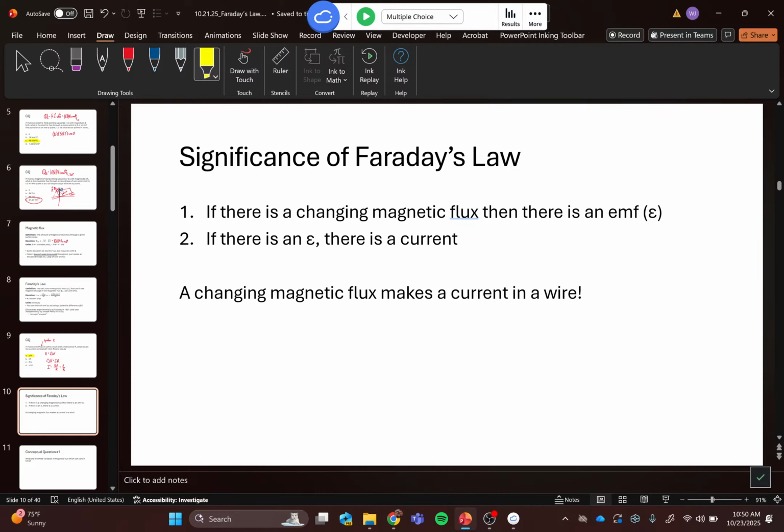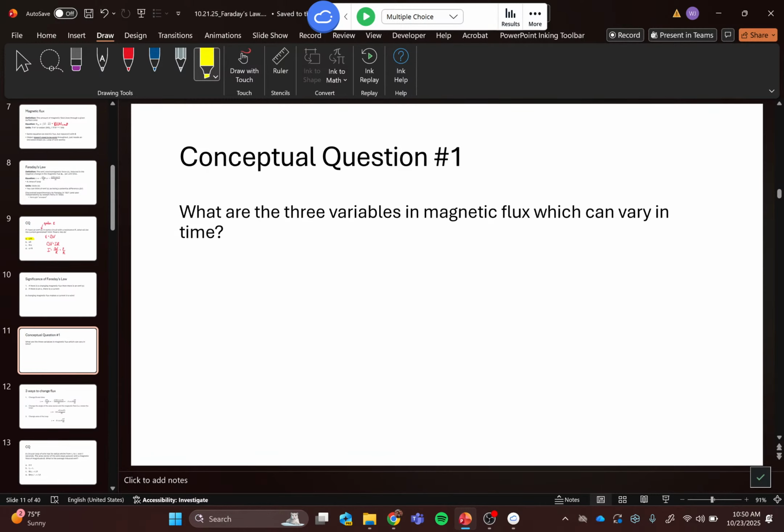Now, how do we change the flux? That is the next logical question. If I want to make electricity, I need to change the flux. How do I change the flux? So this one I'm just going to write out for the sake of time. What are the three variables in magnetic flux? We have B, we have A, we have theta.